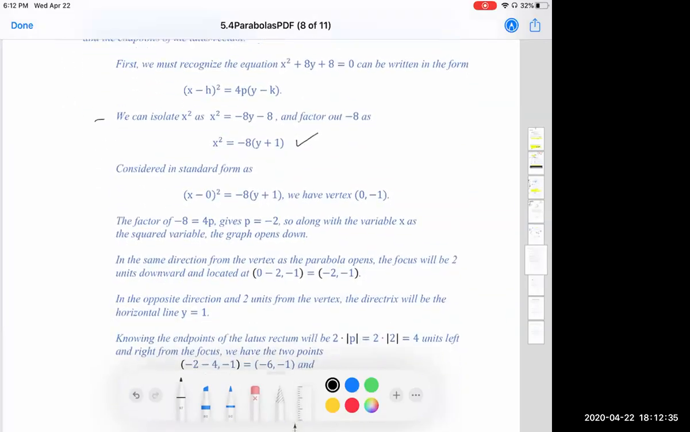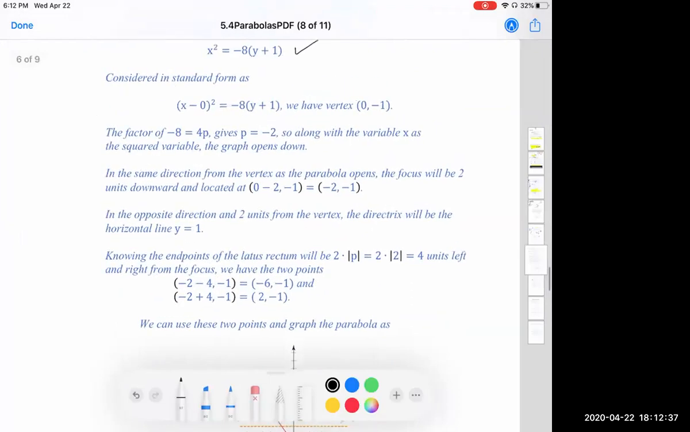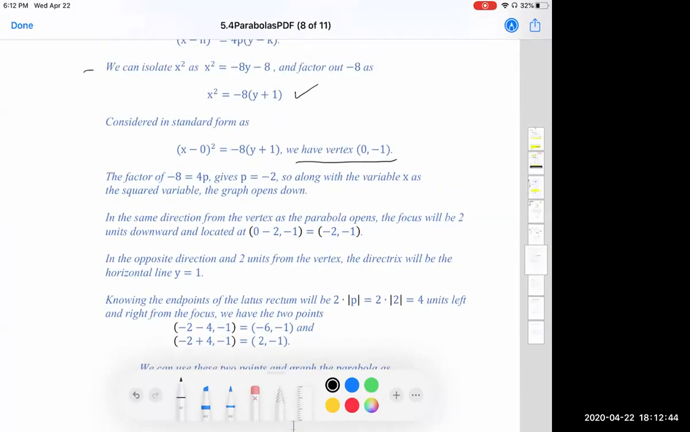So then from here, we can label our vertex. If you need to fill out every piece, you can write that 0, but we can easily see our vertex is 0, negative 1. Remember, it's h, k, where that h is always with your x's, and your k is always attached to that y. So keep an eye out for that.